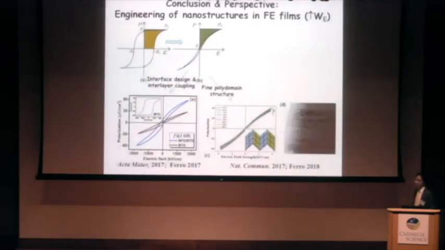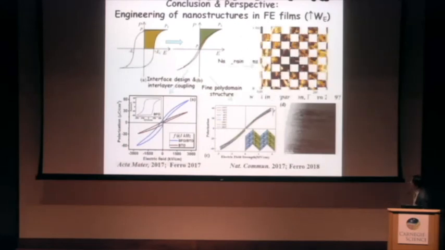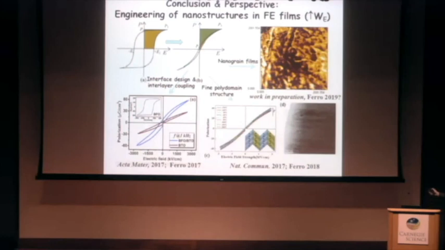So with that, I'm going to conclude my talk here. Last year, I actually presented some work on utilizing interface coupling. I grew a bilayer BTO BFO film. I showed that I can significantly improve the energy density of BTO, almost 60%. And this year, I show you that I can engineer the polydomain structure in BZT films to achieve very slim hysteresis with very high energy density. And in the future, hopefully, if I'm lucky enough, I present again next year how to utilize nano-grain engineering to achieve the same kind of PE curves. With that, I thank you and I welcome your questions.